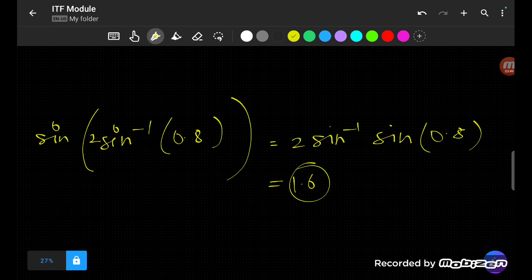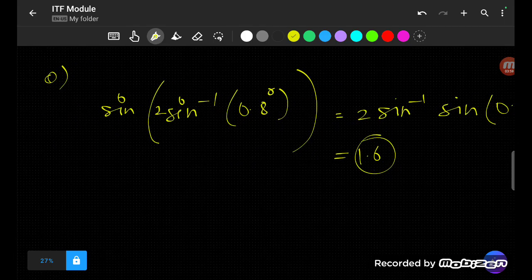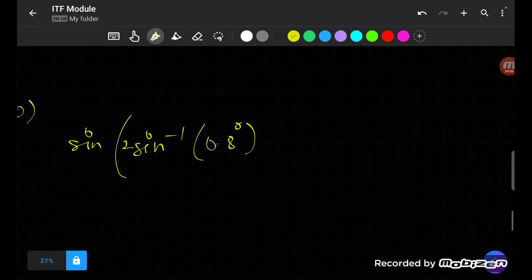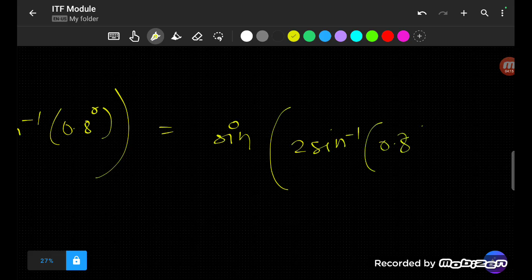Is it 0.8? To sine inverse sine 0.8. Is this 0.8 degrees? This is 0.8 radians. Then also it should be fine. No, we have sine of 2 sine inverse 0.8. How are we getting this as 0.96? We shouldn't. No, that's the whole point.